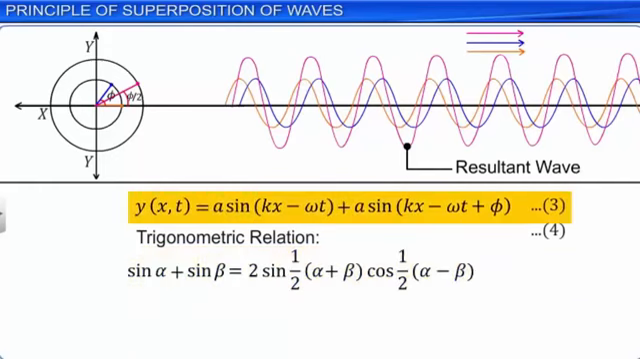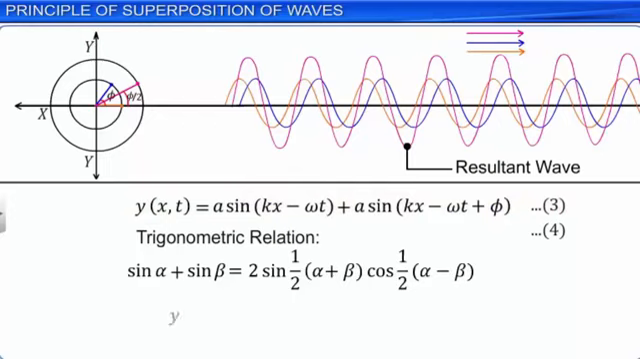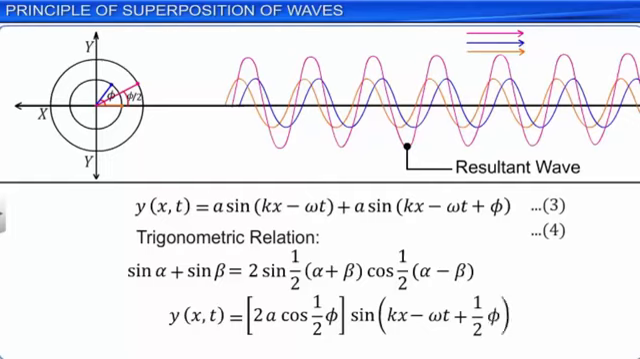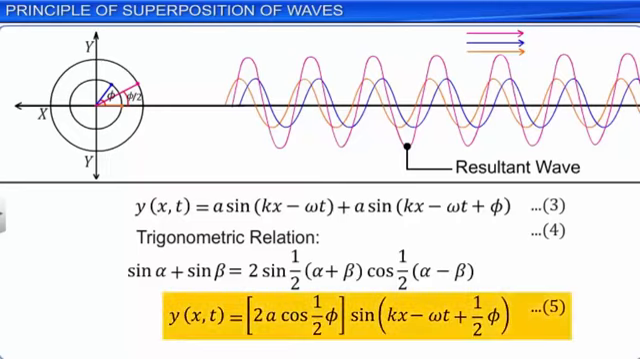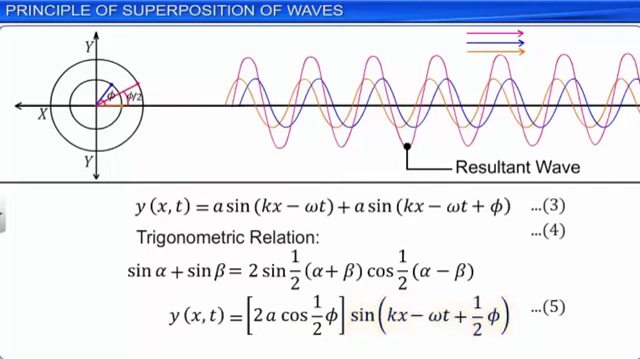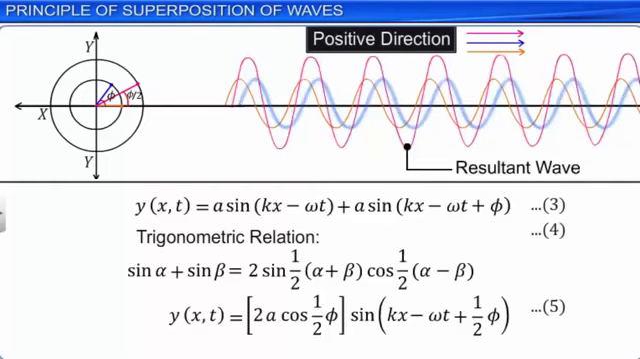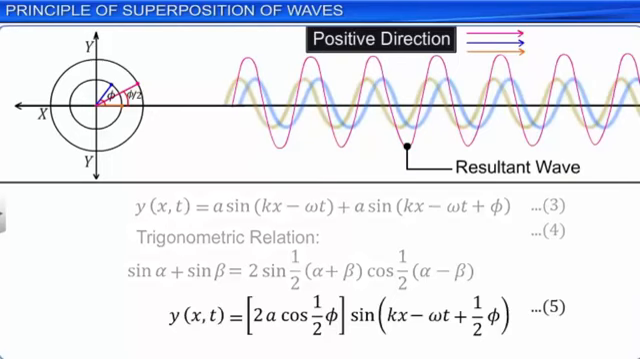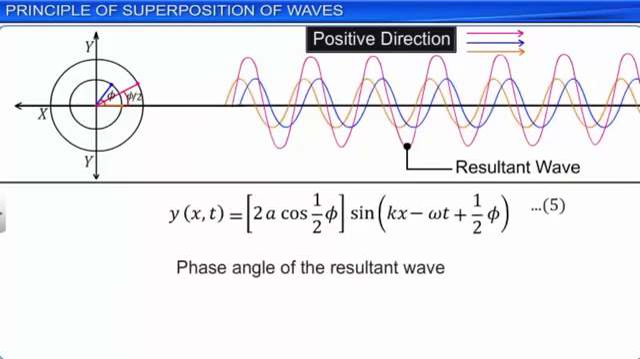From equation 5, we find that the resultant wave is also a sinusoidal wave, which is propagating in the positive direction. There are two differences between the resultant wave and the constituent waves 1 and 2. The resultant wave has a phase angle equal to half of phi with respect to the first wave. The amplitude of the resultant wave is equal to 2a cos(phi/2). We can now apply these mathematical expressions to compare with our actual observations. When phi is equal to 0, the amplitude of the resultant wave is equal to 2a.